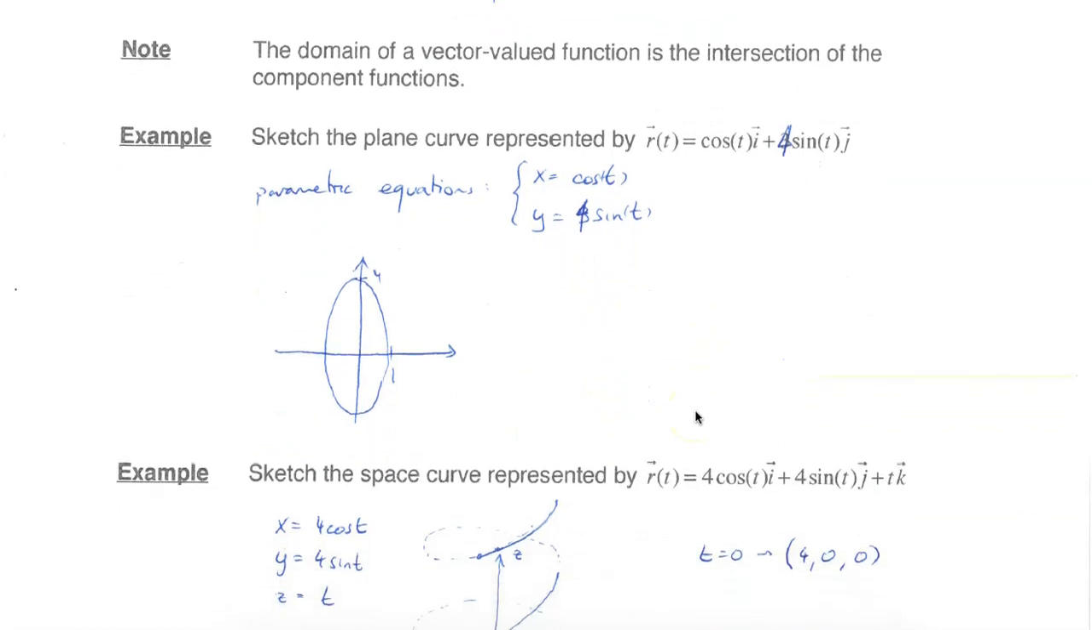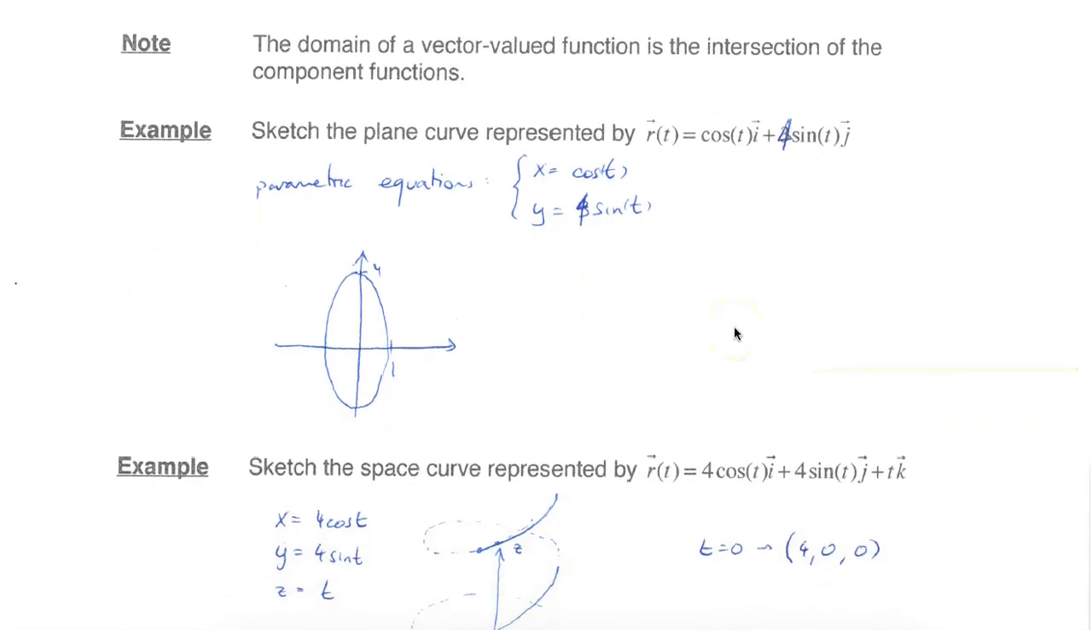Here's an example that's going to show us that actually vector-valued functions are not something very difficult. The vector-valued function r of t is cosine t i plus 3 sine t j. I think it's a 3 here in your notes. This corresponds exactly to the parametric equation x equals cosine t. I just took the first component function, and y equals 3 sine t. I took the second component function.